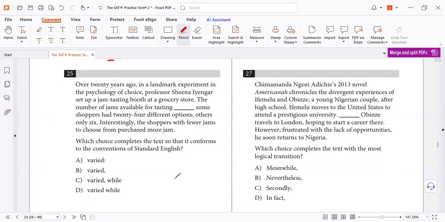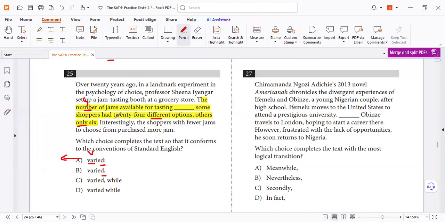If you need to save time, you can read only the sentence of the question. And check rules before colon. Is it a complete sentence? The number for lasting varied. Yes. After, is it an explanation? If it is, so it's A. It's a check. Number of jams varied. Subject, verb. After: some shoppers had 24 different and others, yes. Explanation. A.